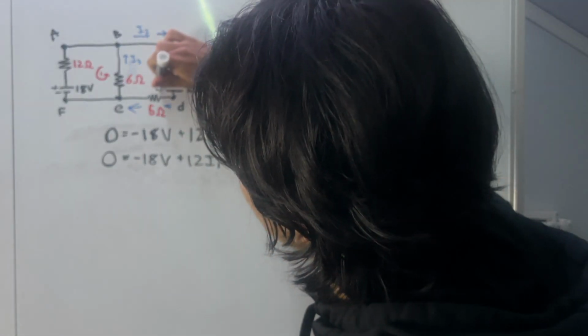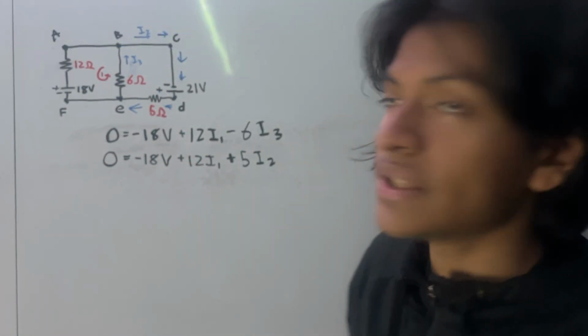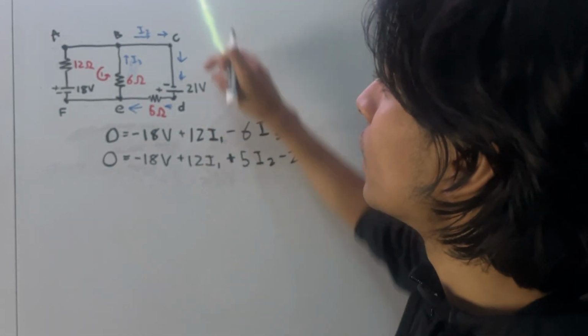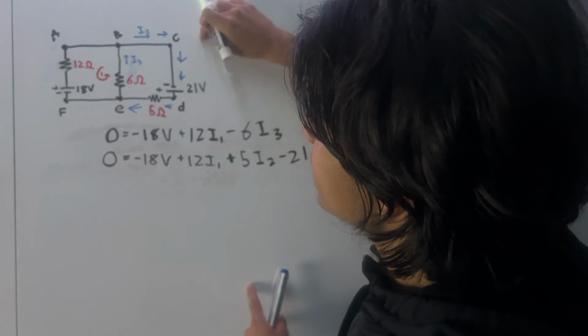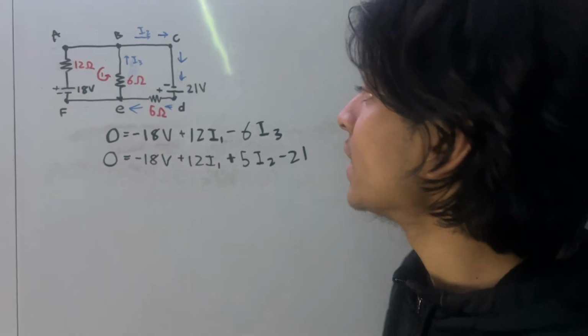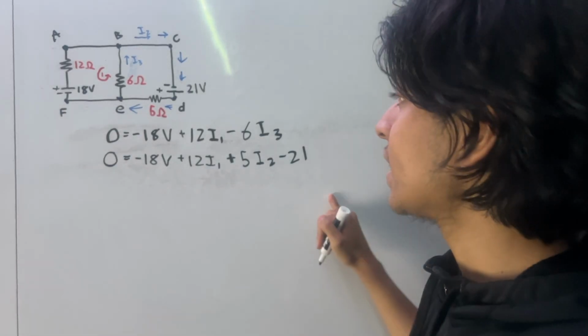Here we can see that we're going from positive to negative potential. So this is going to be minus 21. So from B to C, then from C to B, we have nothing there. And then from B to A, we have nothing there. So just like that, that's our second equation.